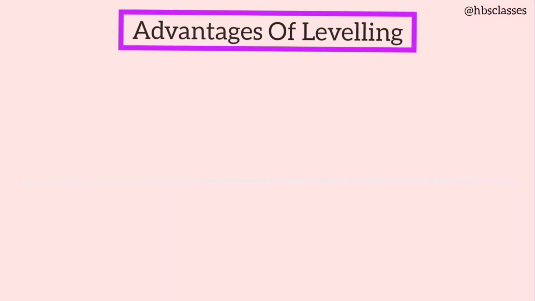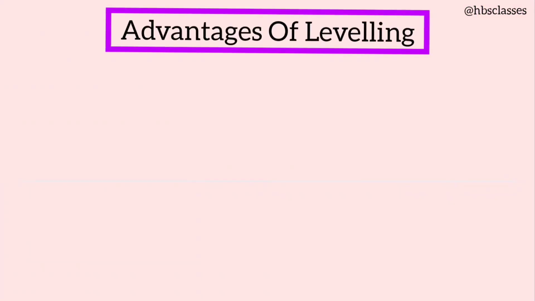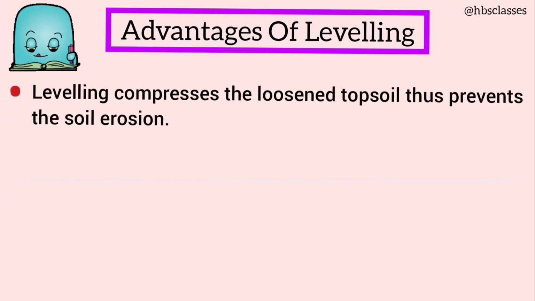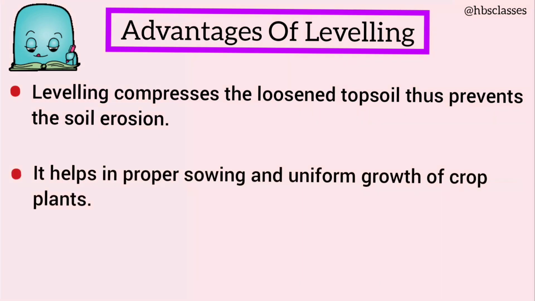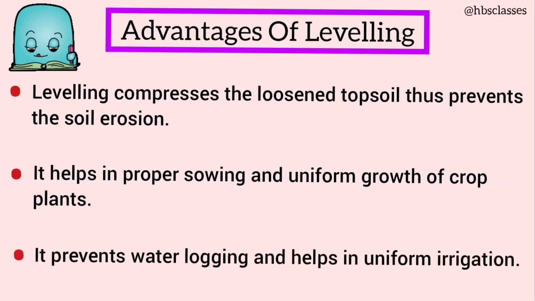Now let's see the advantages of leveling. Leveling compresses the loosened topsoil, thus preventing soil erosion. It helps in proper sowing and uniform growth of crop plants. It prevents waterlogging and helps in uniform irrigation.